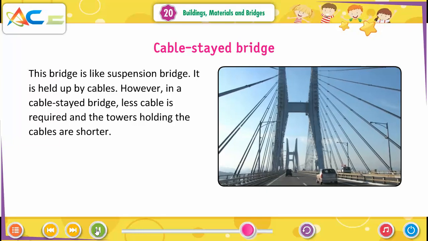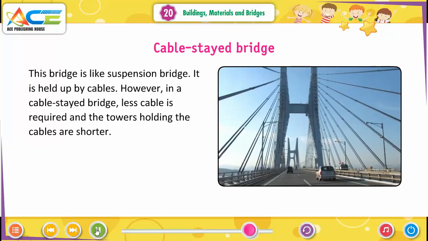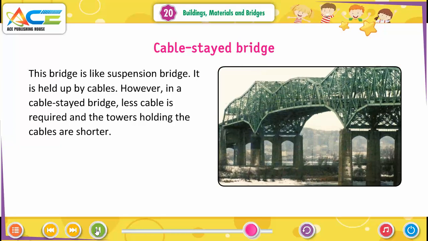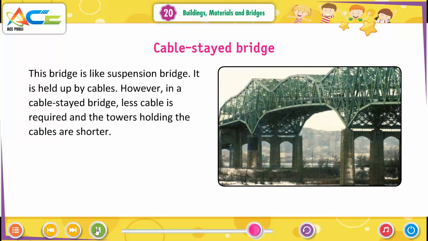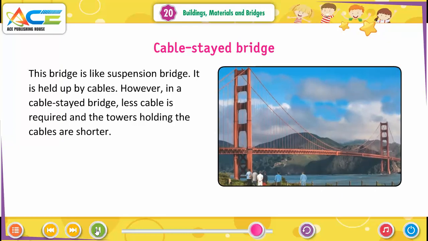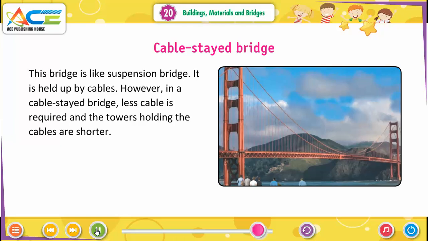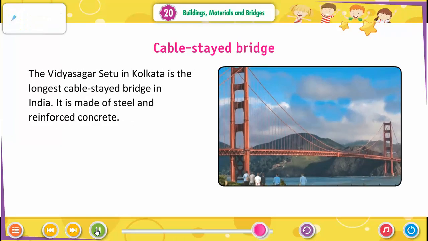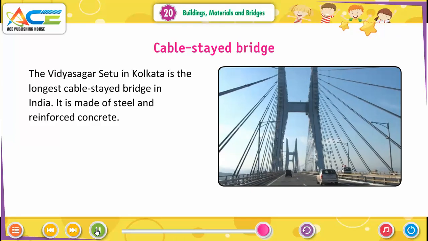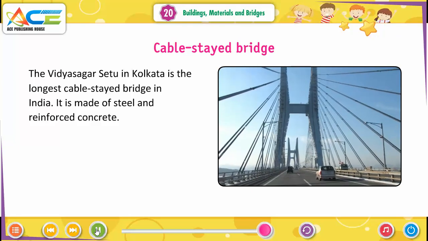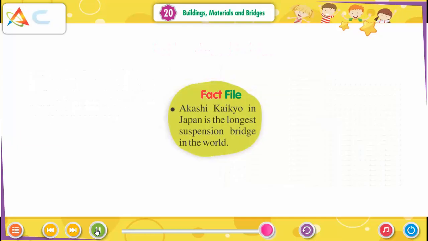Cable stayed bridge. This bridge is like a suspension bridge. It is held up by cables. However, in a cable stayed bridge, less cable is required and the towers holding the cables are shorter. The Vidyasagar Setu in Kolkata is the longest cable-stayed bridge in India. It is made of steel and reinforced concrete. Fact file: Akashi Kaikyo in Japan is the longest suspension bridge in the world.